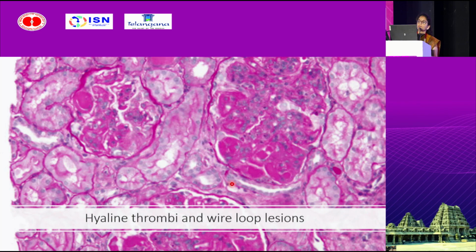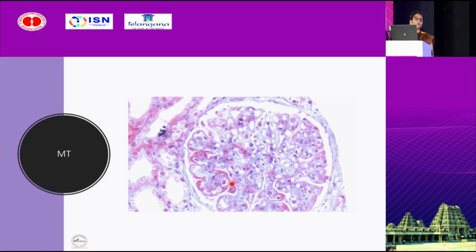And this is a case of class 4 diffuse lupus nephritis. This is a Masson trichrome stain showing these fuchsinophilic subendothelial deposits. These are wire loop lesions. Look at this cell, this is an endothelial cell, and these deposits are projecting towards the capillary lumen, towards the endothelial cell, so these become subendothelial deposits.